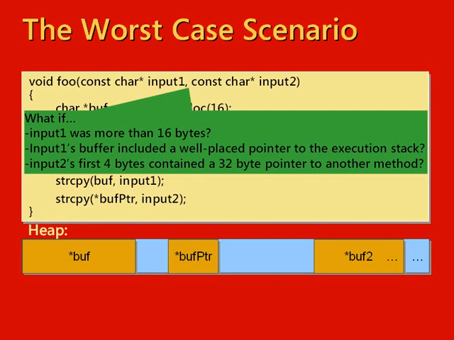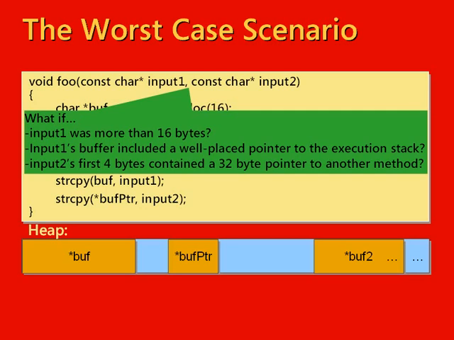The second what if is what if input 1's buffer included a well-placed pointer to the execution stack. That means that if there was an address that was built directly into that buffer that was written to point at the return pointer of the execution stack, such that we'd be able to overwrite that if we were to put that value of the buffer into another pointer somewhere else. Now this might seem kind of complicated, but we'll circle back to it in a second.